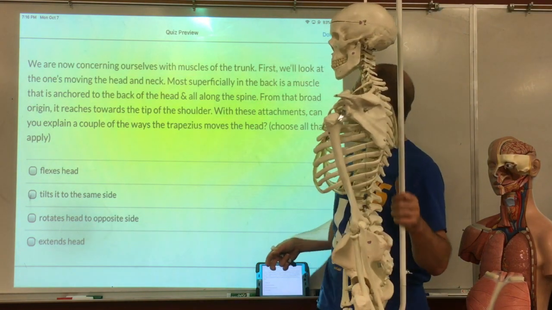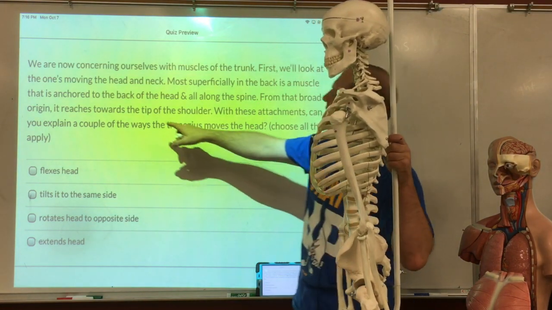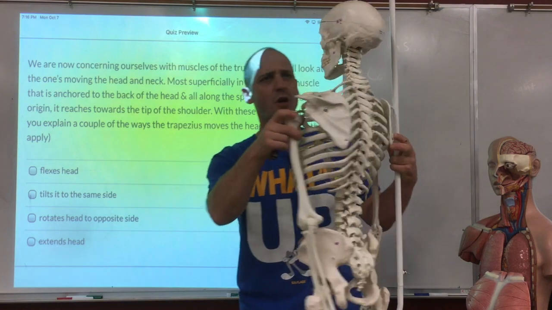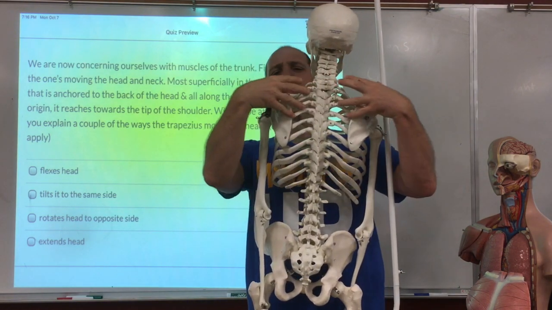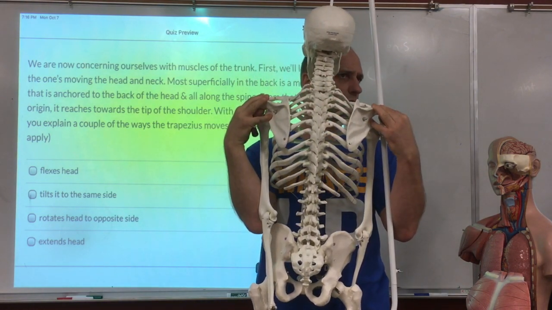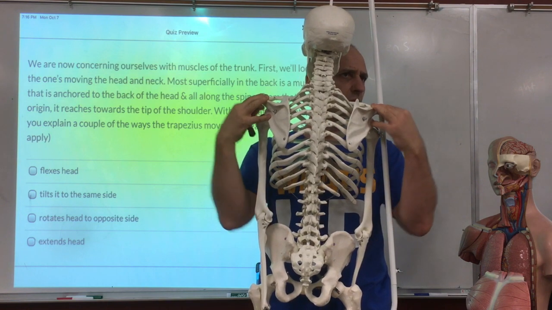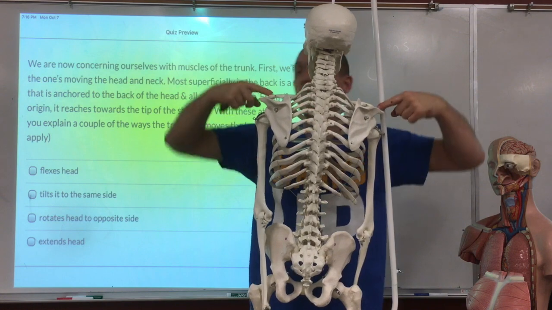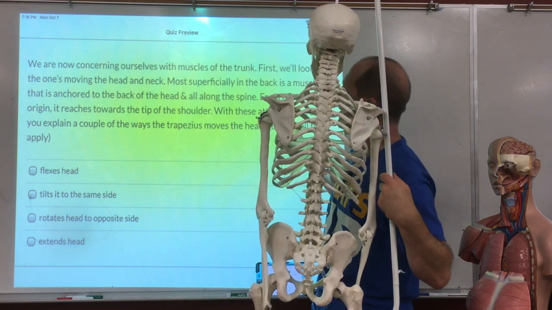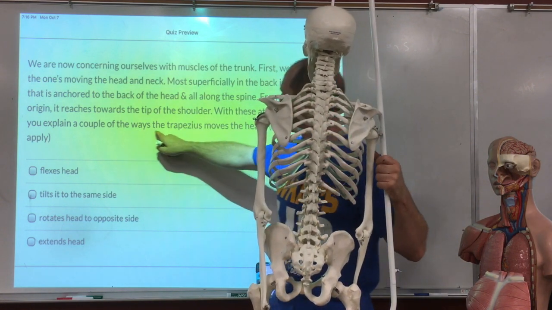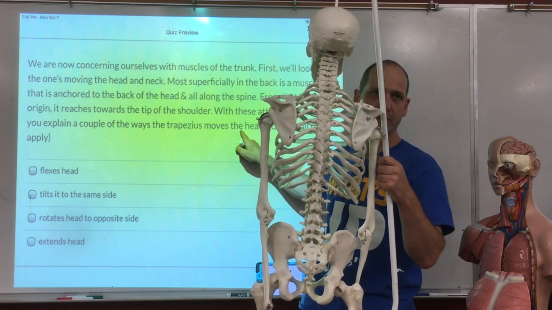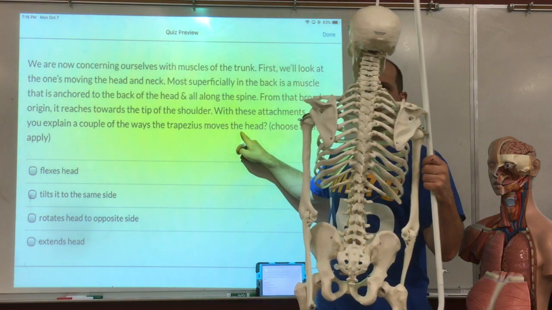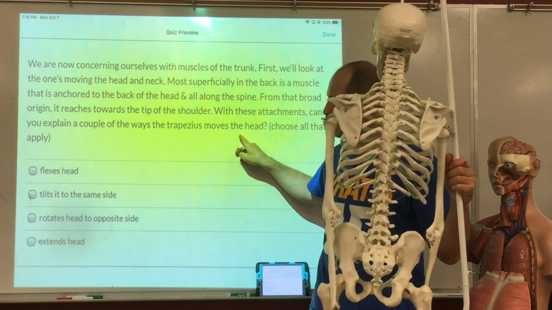With this, and then it reaches to the tip of the shoulders. So it goes from here, reaches out to the tip of the shoulders. Does that make sense? So it attaches all the way here, and then it attaches again at the tip of the shoulders. With that, can you explain a couple of ways the trapezius moves the head around? Can you?